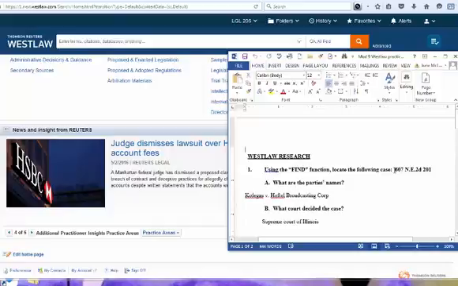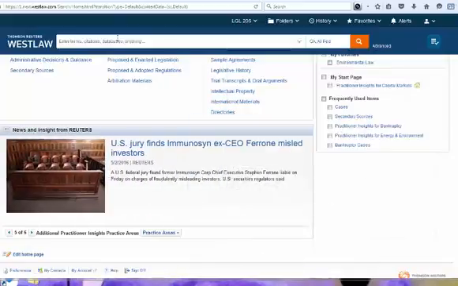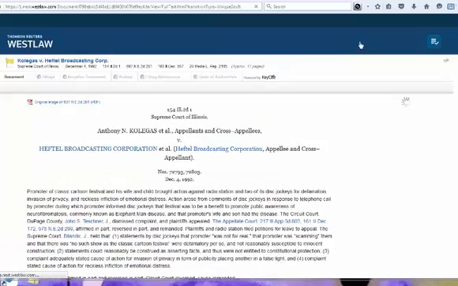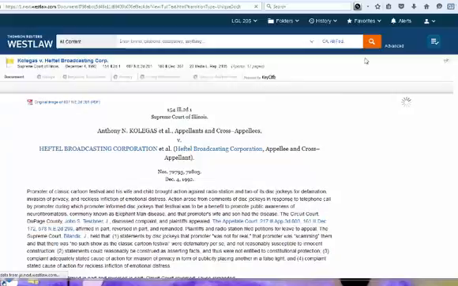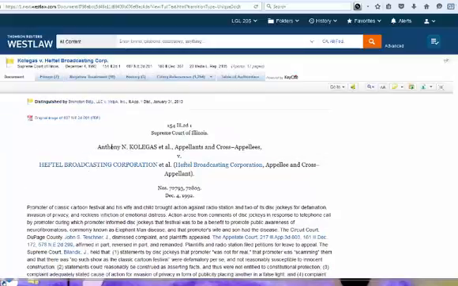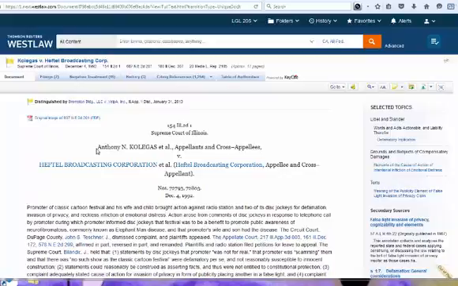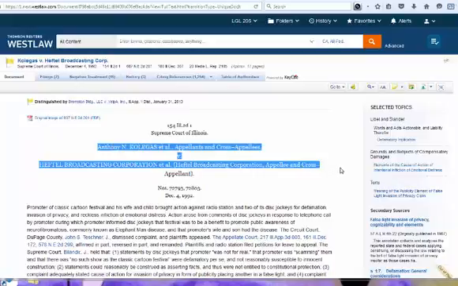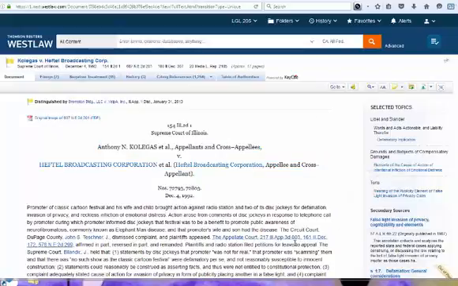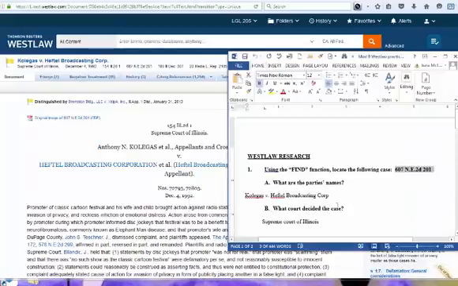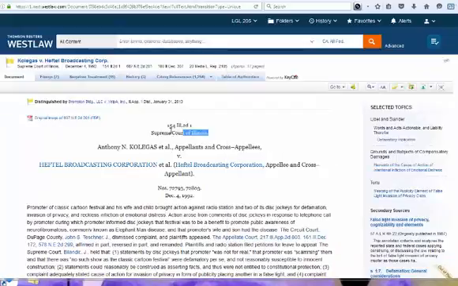Okay, so the first question was, you have a case citation, locate the case and give the parties' names. So that's the case, we're going to search. And the parties' names are here: Anthony Coligas and Heftel Broadcasting Corp. What court decided the case? Second question, or part B. It's the Supreme Court of Illinois.